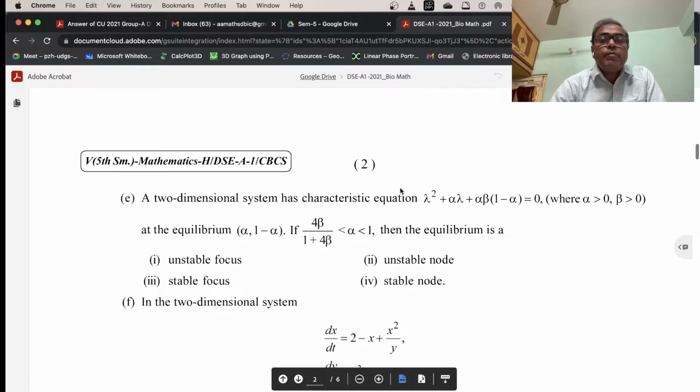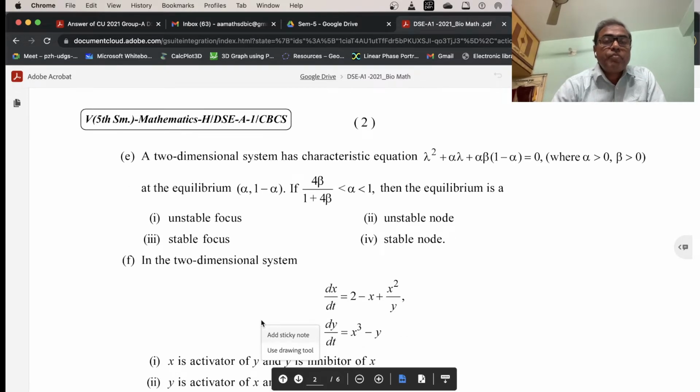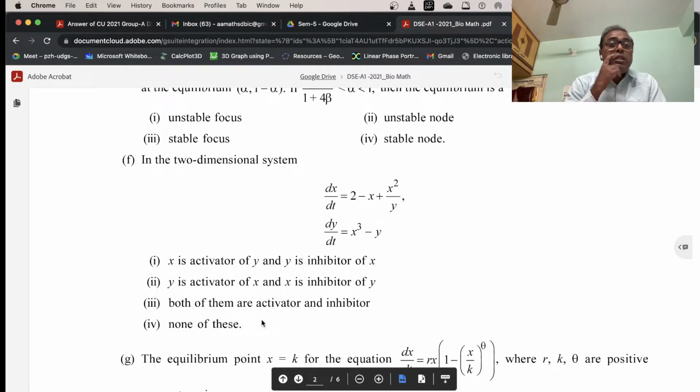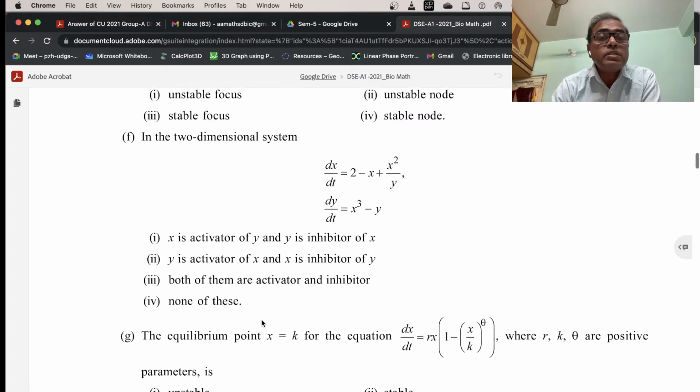Next, question F. If in the two-dimensional system dx/dt equals 2 minus x plus x square by y, dy/dt equals x cube minus y, then: option 1, x is an activator of y and y is an inhibitor of x; option 2, y is an activator of x and x is an inhibitor of y; option 3, both of them are activator-inhibitor; option 4, none of these.